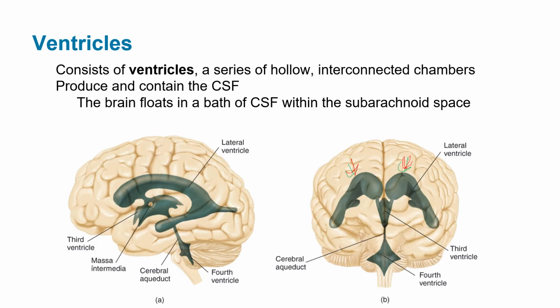Then below that, or kind of in the middle some, you've got the third ventricle. The third ventricle produces more spinal fluid, but it moves it from the lateral ventricles towards where it needs to go.